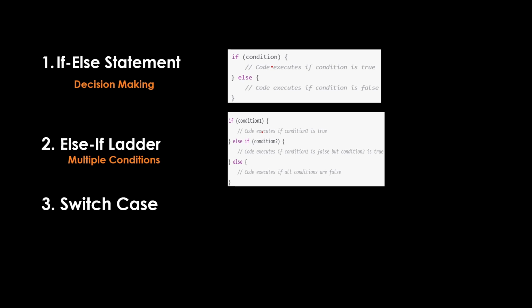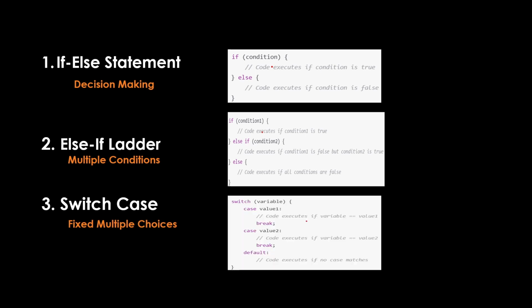The next is switch case. We will use this whenever we have fixed multiple conditions, and the syntax is switch variable, case 1 value, execute the code under it, break. Case 2 value, execute the code under it, break. If none of the cases matches the variable, then we will use the default case. So this is the syntax.